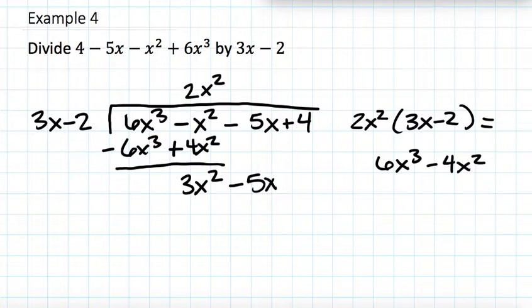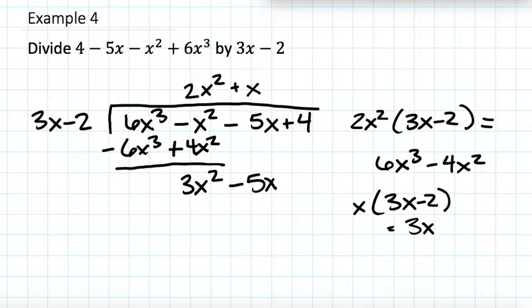Okay, next time around, what do we multiply by 3x to get 3x squared? Well, all we need to multiply by is x. Positive because they're both positive. So plus x goes on the top. Multiply x by what you're dividing by, 3x minus 2. Use the distributive property, 3x squared minus 2x. Write it over here. 3x squared minus 2x, subtract, subtract, subtract.